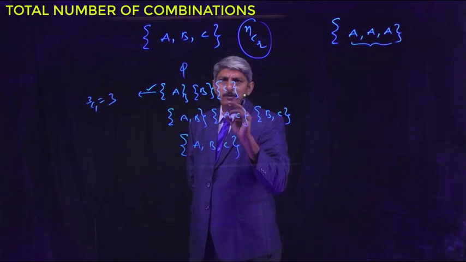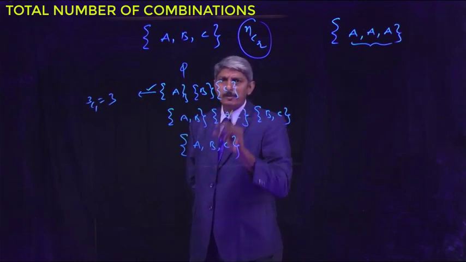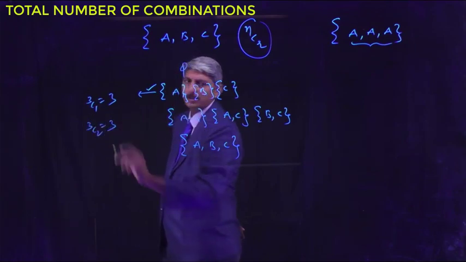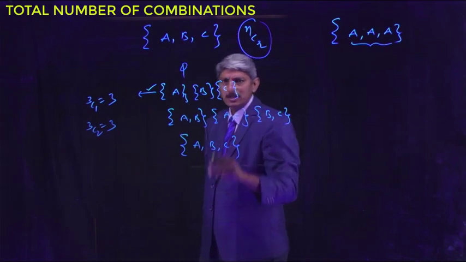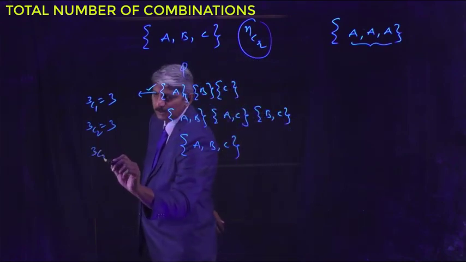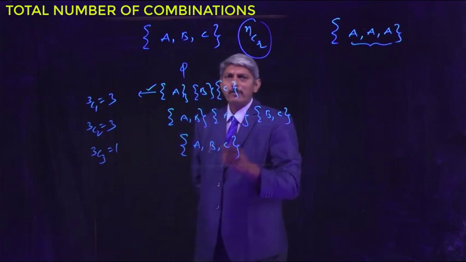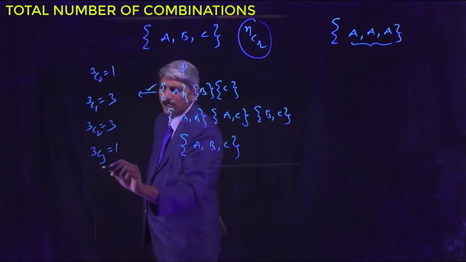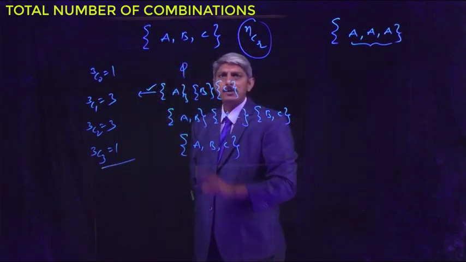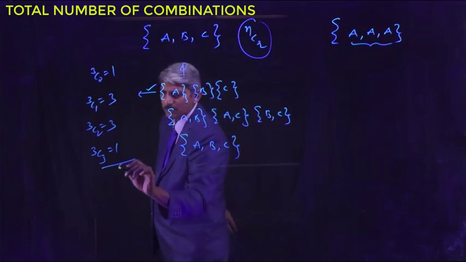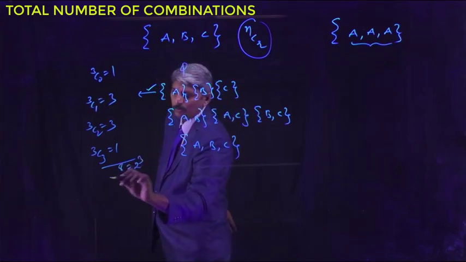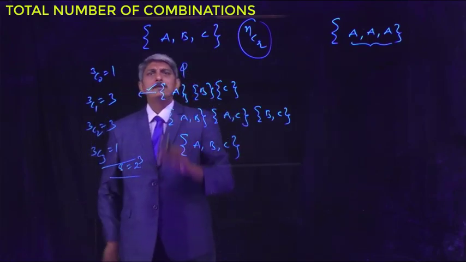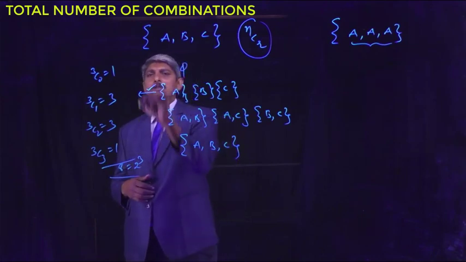The number of 2 element subsets: the formula is 3C2, which is also 3. The number of 3 element subsets is 3C3, which is equal to 1. The number of 0 element subsets is 3C0, which is equal to 1. Totally, how many subsets by using 3 elements? 8, which is nothing but 2 cubed. The set of all subsets of a set containing 3 elements is 8. So all these are the possibilities.